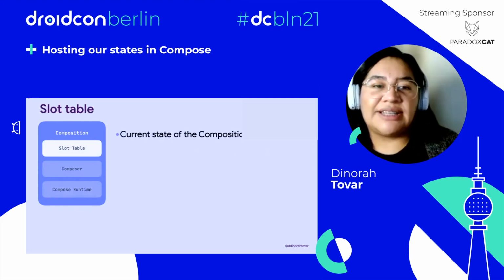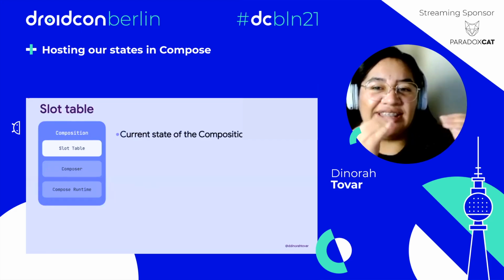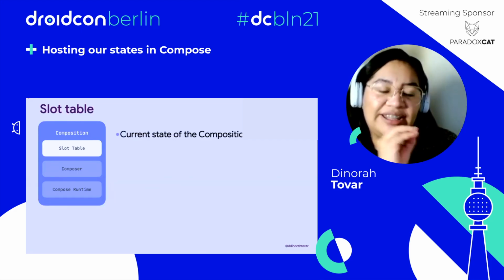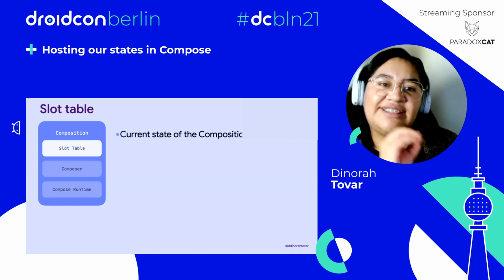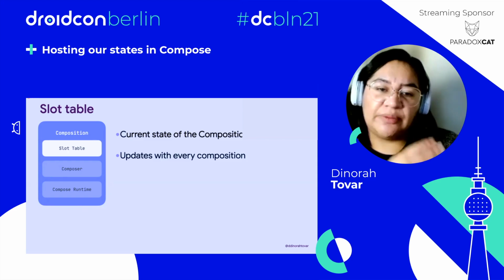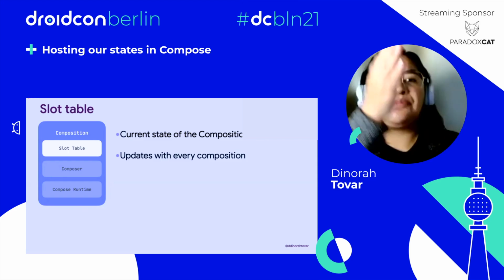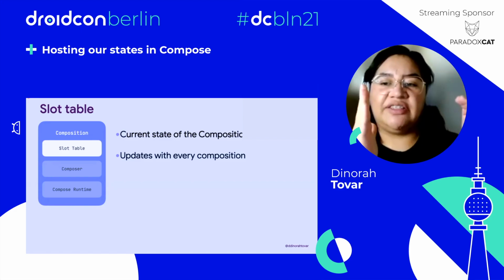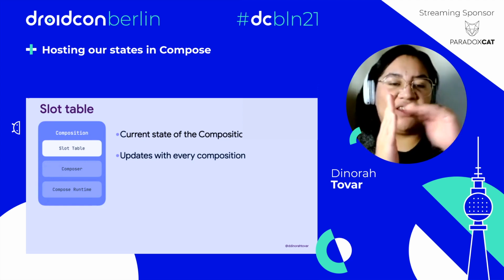And we need to talk about slot table. I know there has been talk about whether it's a gap buffer or not, but what it actually does is keep the current state of the composition. It gives you a chance to update with every composition. If the data changes, every time you have a change, it's put in the array. If the value changes, the array will be added to and changed.